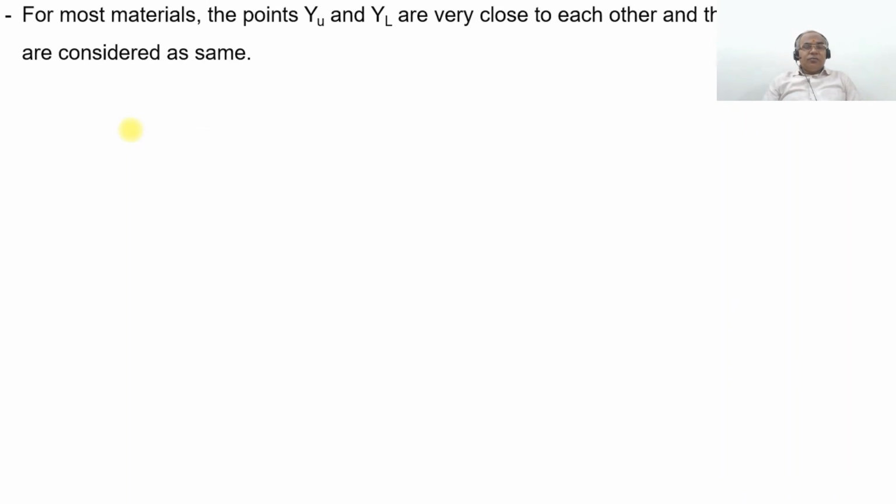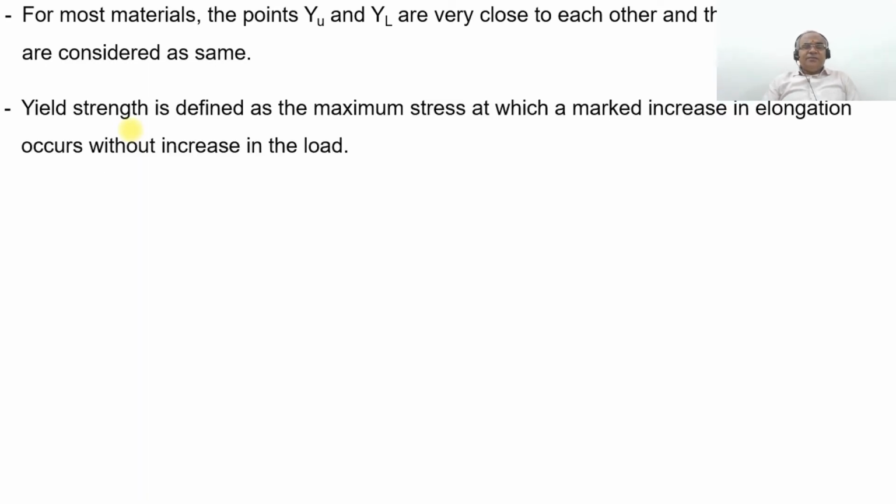For most of the materials, YU and YL are very close to each other, and thus the 2 points are considered the same. That is the reason why we say just the yield point. Then yield strength is defined as the maximum stress at which a marked increase in elongation occurs without increase in load.